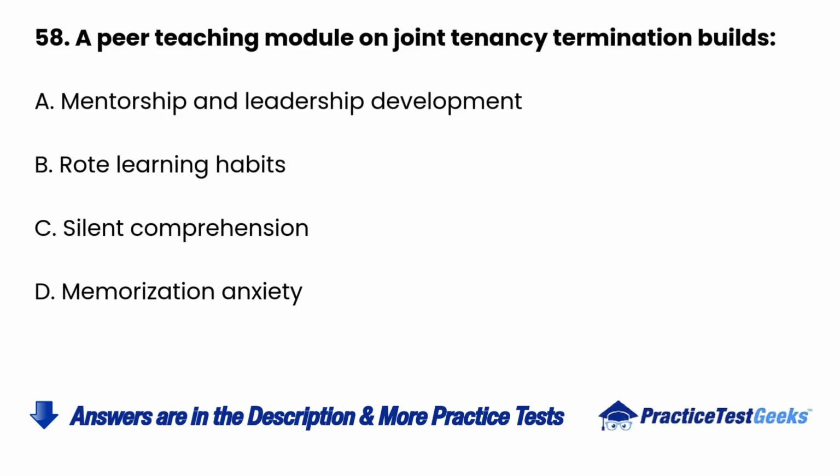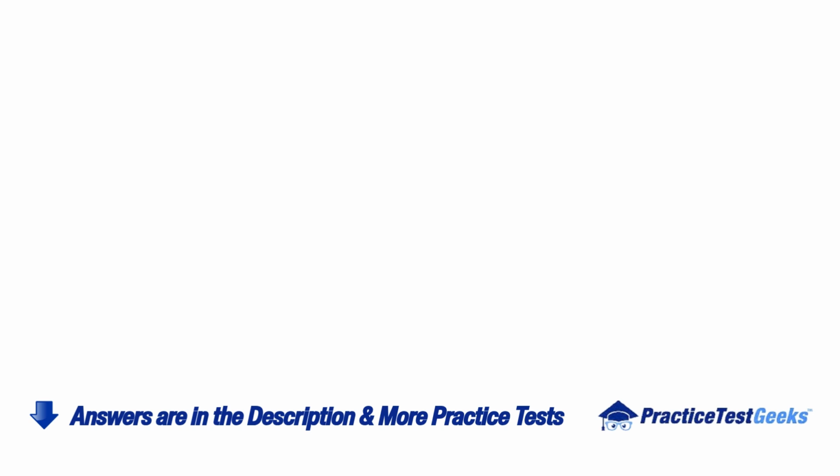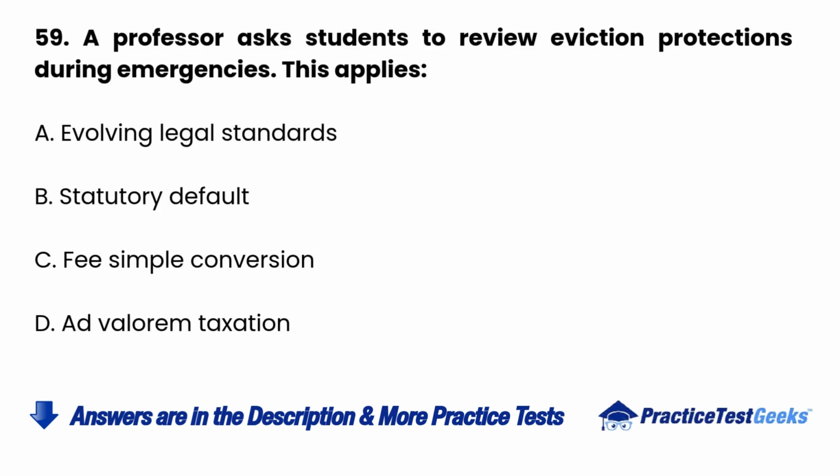58. A peer teaching module on joint tenancy termination builds A. Mentorship and leadership development. B. Rote learning habits. C. Silent comprehension. D. Memorization anxiety.